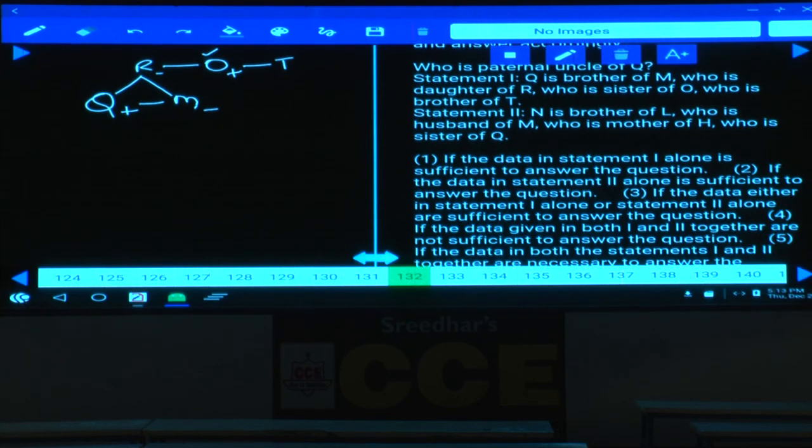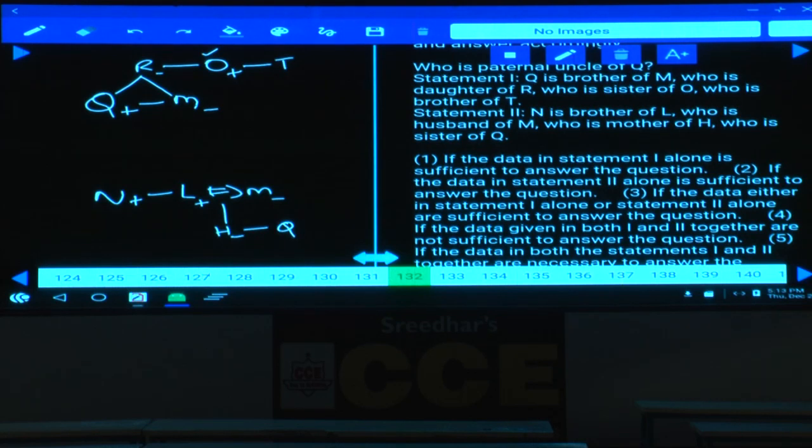As 1 alone is not sufficient, coming to condition number 2. N is the brother of L. How to represent this? L is the husband of M. L is a male, M is a female, and M is the mother of H. H is the sister of Q.